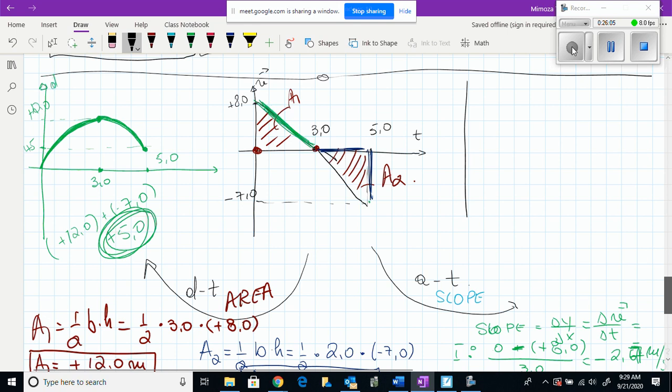And when we are constructing the acceleration time graph, for the first part, 0 to 3 seconds, it is -2.7, let's say. And from 3 to 5 seconds it is -3.5. Is it clear?